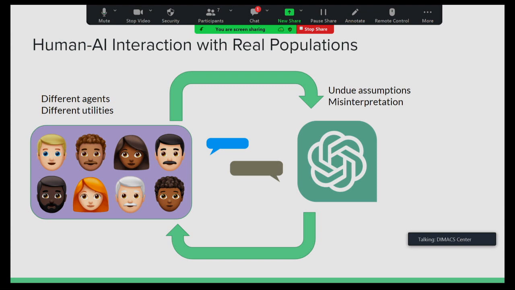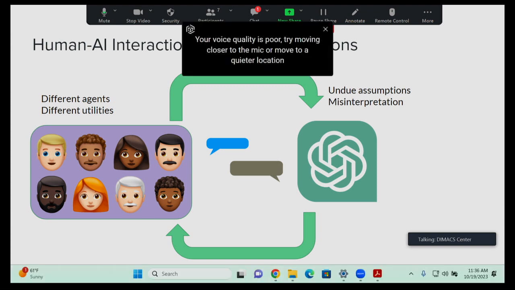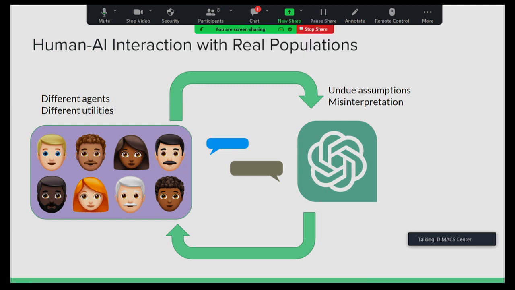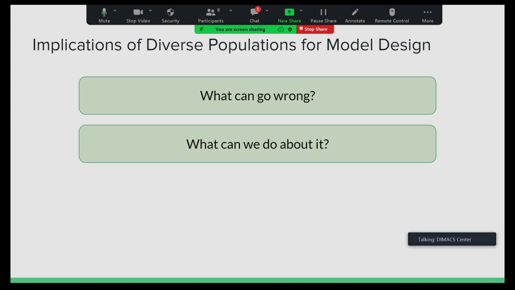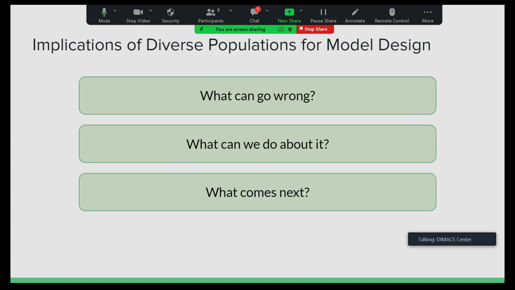And because of the different ways in which they're interacting with these models, we see these models make undue assumptions and misinterpretations, which result in outputs that can be, to various extents, disparaging or stereotyping or unhelpful, and ultimately result in reinforced discrimination. And so today I'd like to talk about 3 issues that come up here. What can go wrong in these settings, what we can do about it by really trying to understand individual people's preferences, and finally, what comes next at this intersection.